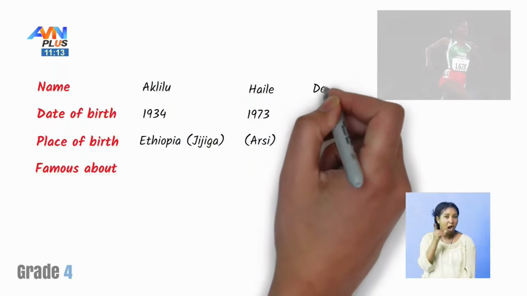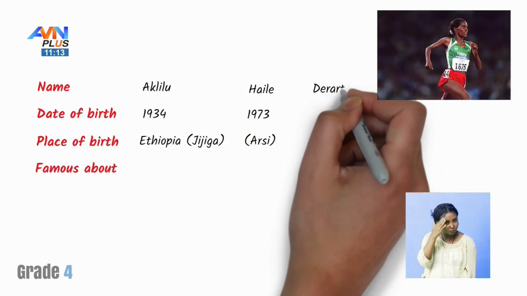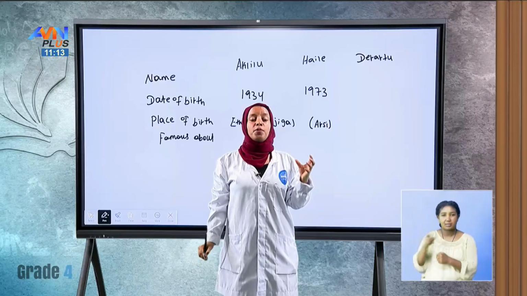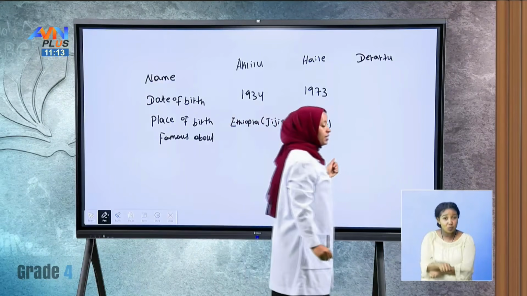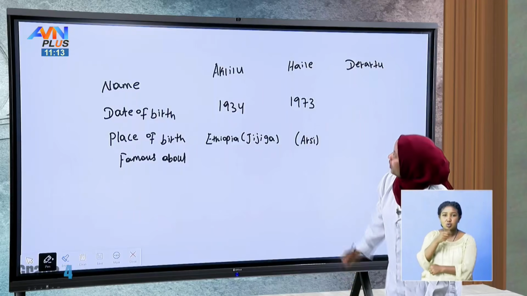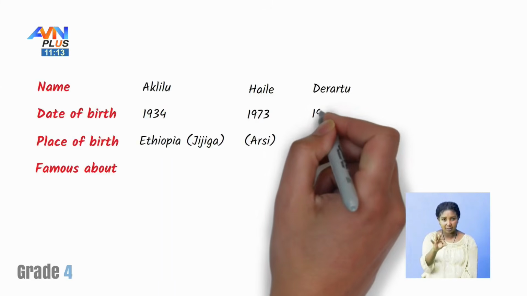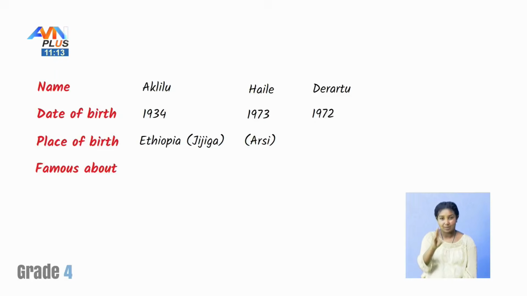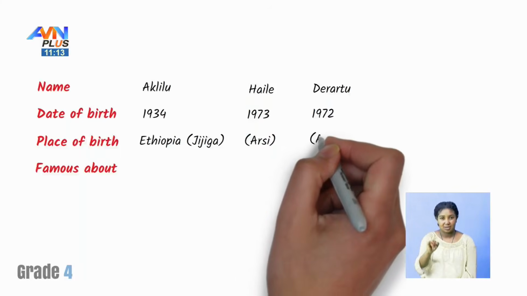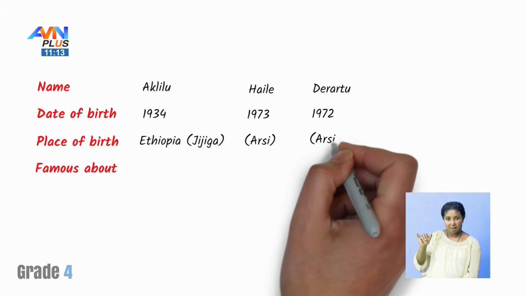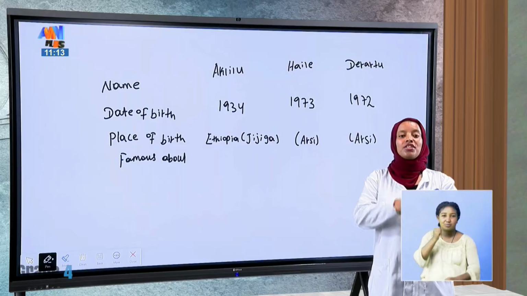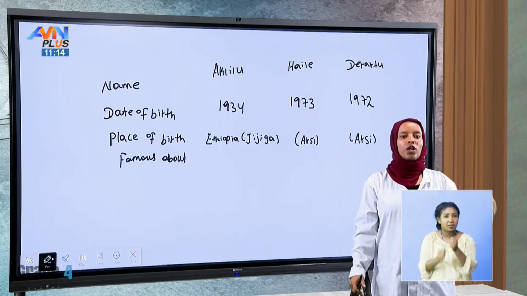The next one is Derartu. She is also a runner. She is a famous runner who won the first African marathon champion. She was born in 1972. Where? The same place, Ethiopia, Arsi. She is a famous female runner who supports women runners in World Championship.